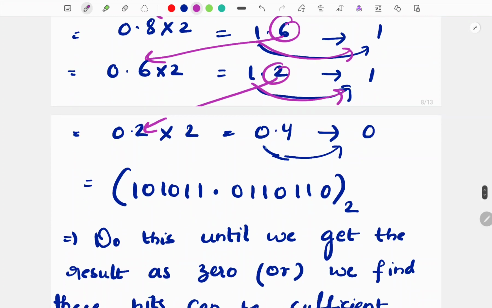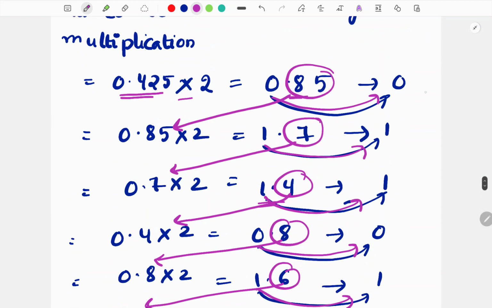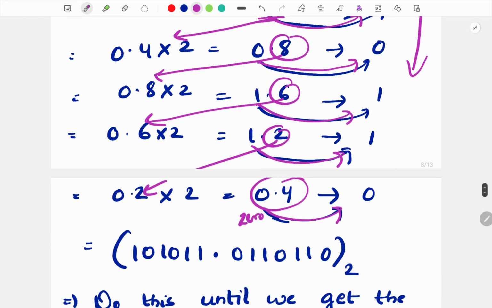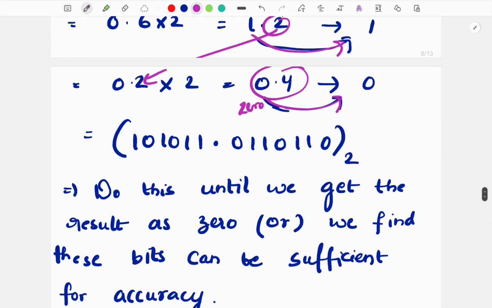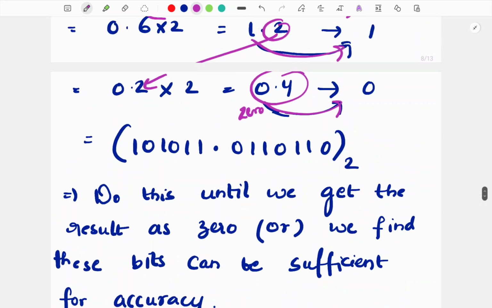We need to keep on doing this until we get a result of 0 here, or we feel that the number of bits we have gathered is sufficient to give the accuracy of the number. So till that point we need to do it. Then from bottom to up, gather all these bits and keep them after the fraction point.